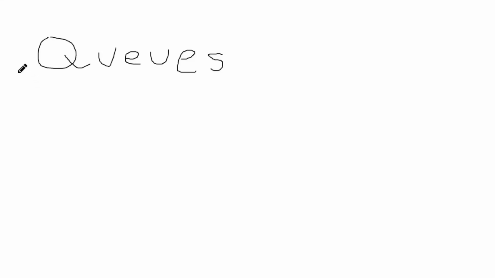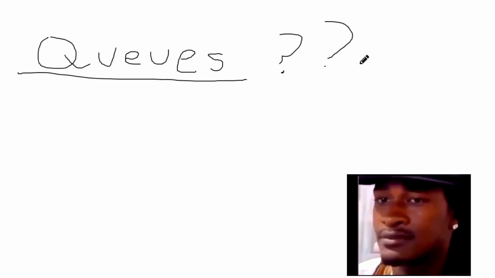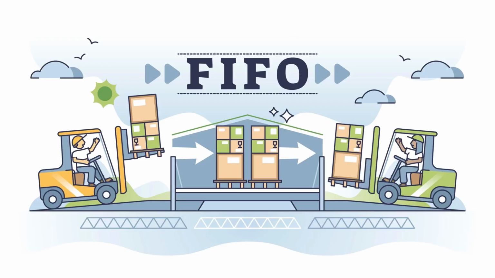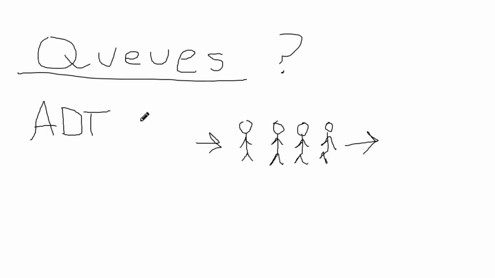Today, we're going to be talking about queues. Now, what the hell is a queue? What even is that? So basically, it's an abstract data type, an ADT, that follows the first in, first out principle, right? Say you have a bunch of guys in a line.